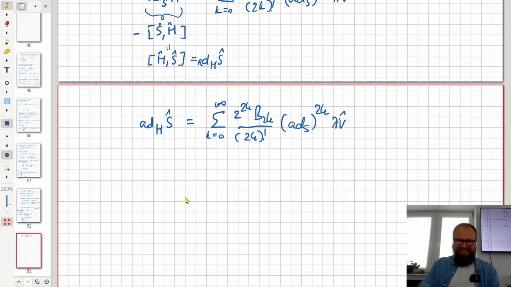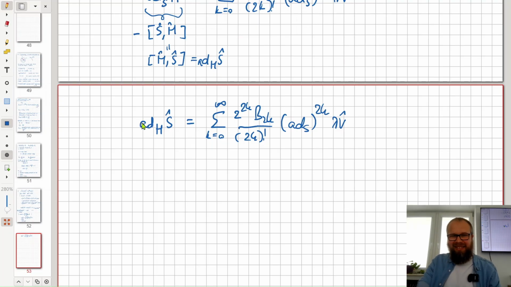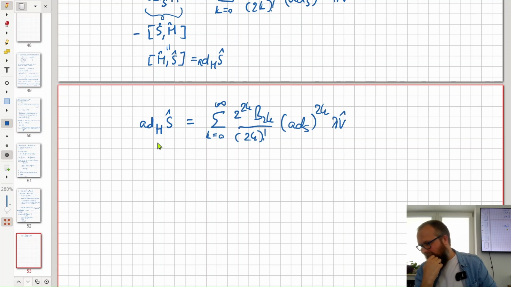And now another trick. If we could just invert this adjoint of H here, right? Then we will have S on the left-hand side, and some stuff on the right-hand side, right? That would be cool. That would be the formula for S, essentially, right? Is it now? Yes, it is now.